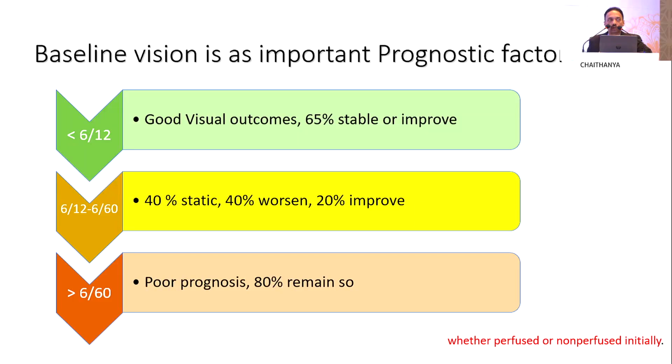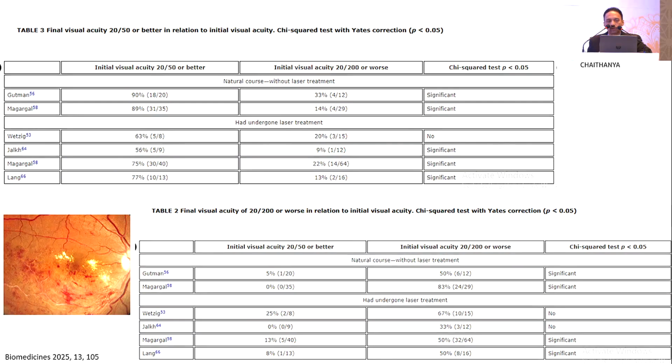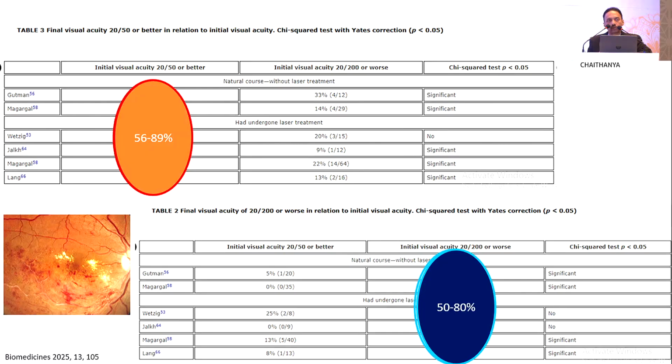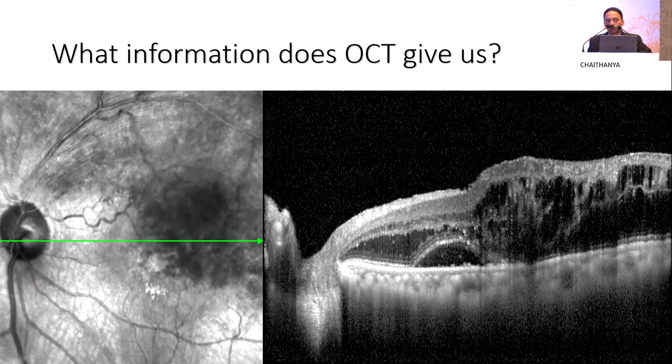With poor visual acuities at baseline, like worse than 6/60, these patients, in spite of good treatment, many of them may end up with poor visual outcomes. Now, this is the same thing with BRVO also. Most of the studies have shown that the final visual acuity is strongly dependent on the initial visual acuity.